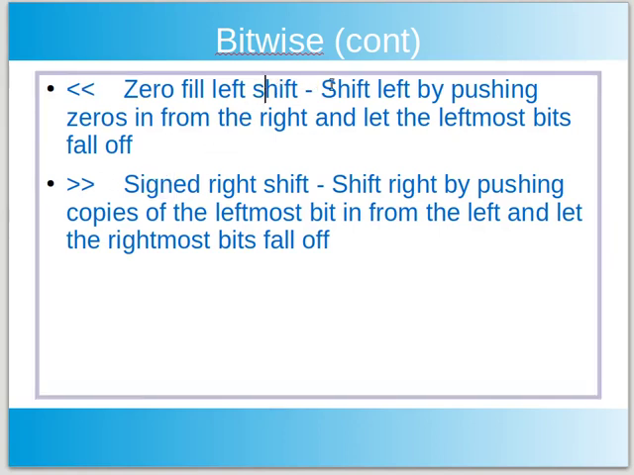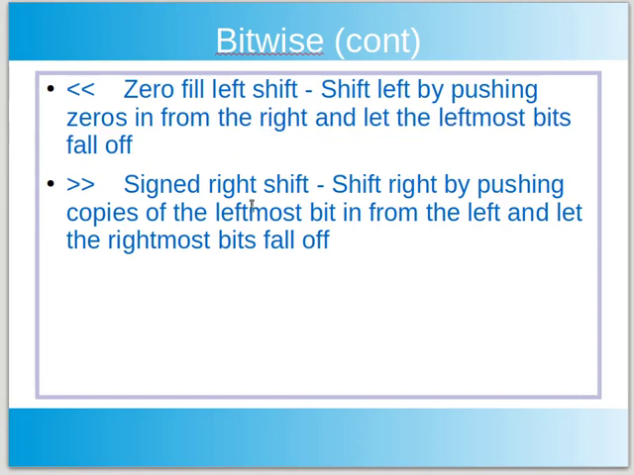So the zero fill left shift will shift left by pushing zeros in from the right and letting the leftmost bits fall off. An example for that would be if I start with this as my number and I left shift 2, then my result would be I start off with 2 and then whatever is left over after everything falls off the edge. So you started with 2 and I would end up with 0 1 because these two numbers would be here. I would add 2 and I would drop 2, and that would be the result.